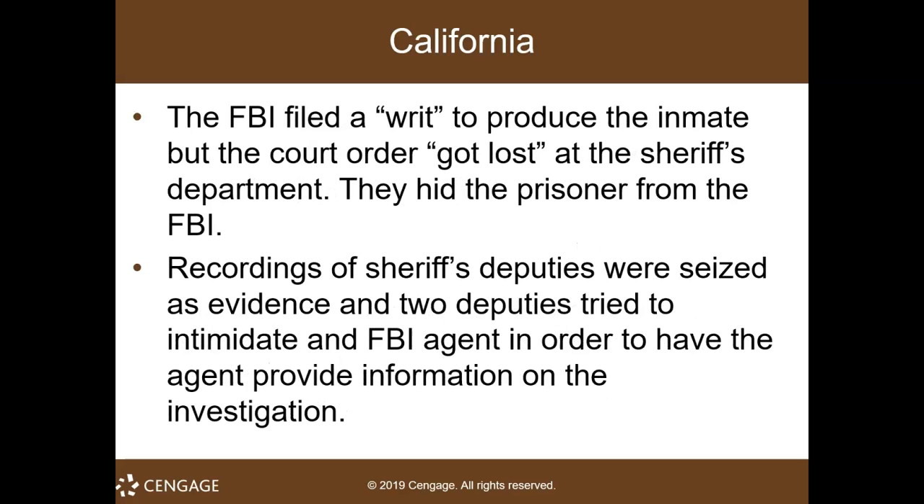So the FBI filed a writ to produce the particular inmate, but the court order somehow got lost, which is another game that those particular individuals were playing at the time. And they hid the prisoner. They continued to hide the prisoner.